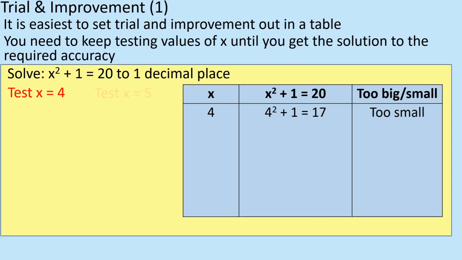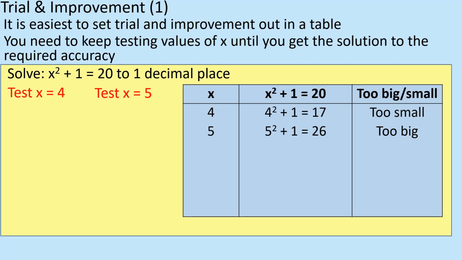Okay, too small. So then I'm going to test 5. And again, this is about me showing the examiner that I'm making a sound judgment as to why I've gone up, because my result there is too small. So I'm going to go up. All right, so 5 is going to give me 26. And again, of course, that is too big. So now it's about sensible judgment in terms of where I go next. Well, it must be somewhere in between.